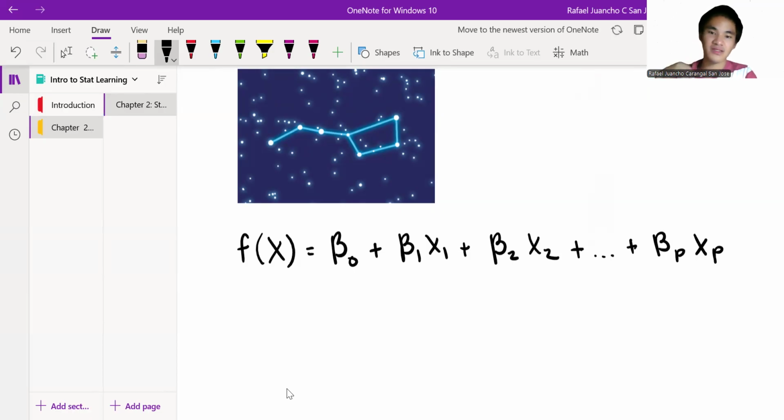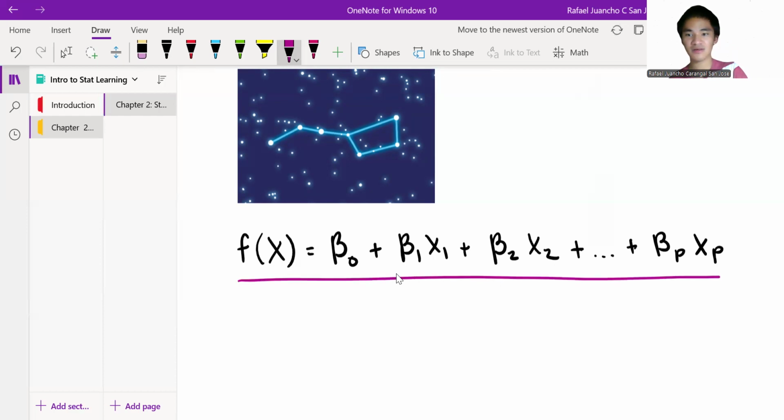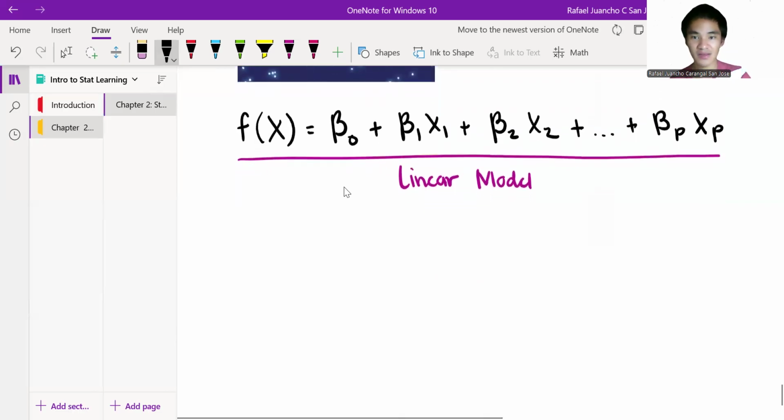What do I mean by these? Depending on the number of factors that we have, that's going to affect our line. And we call this a linear model. So this thing is called a linear model. And we will discuss this more in chapter 3, where we go into linear regression. Not right now.